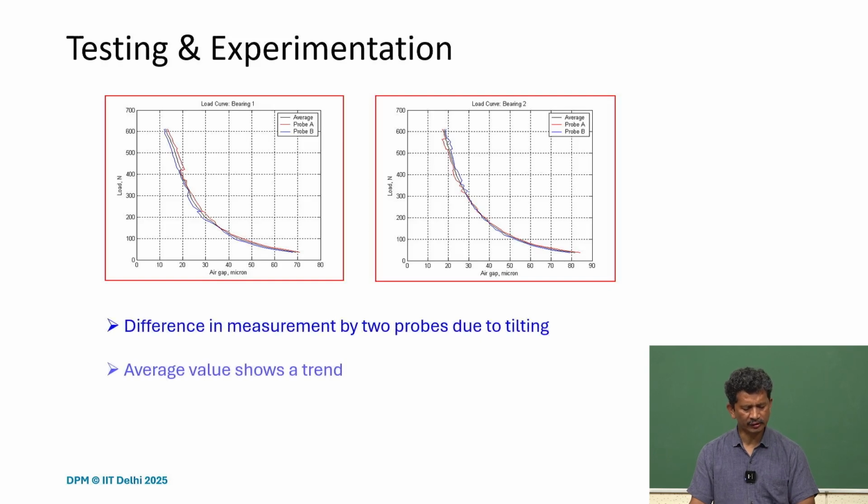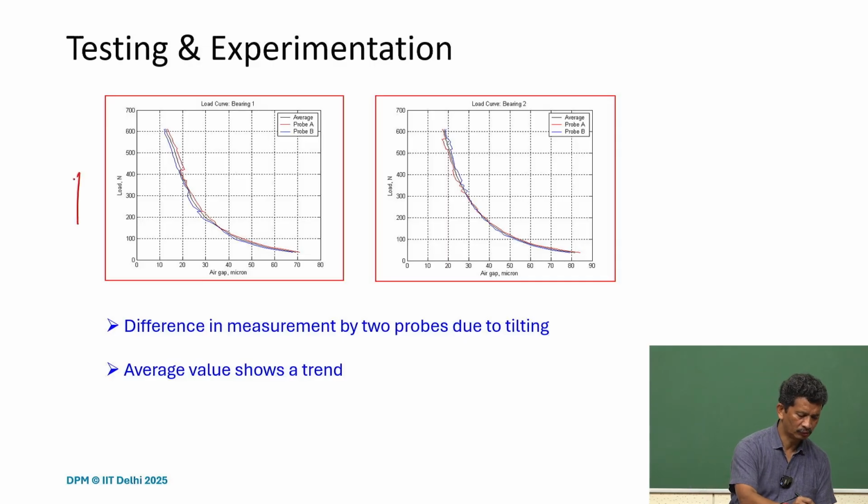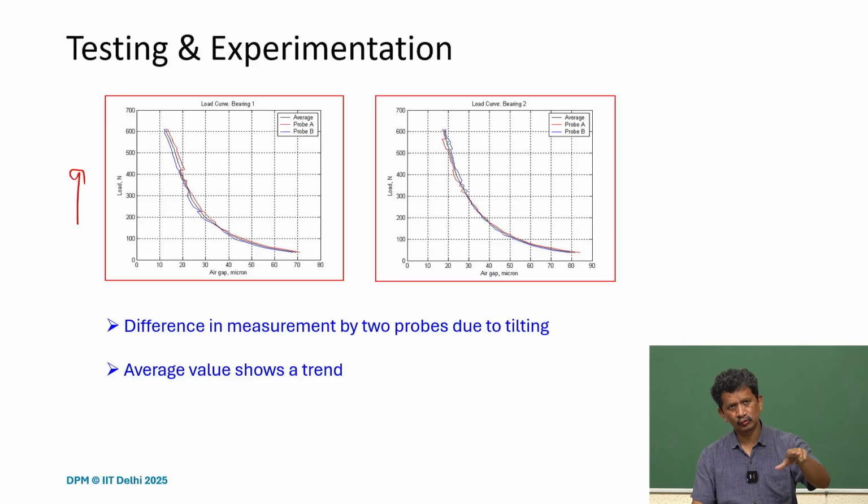Once we started measuring, we put the load versus air gap, and we did it many times. But we find that there are two plots and it's changing, and that's basically because of the tilting. Some tilting can happen and it stays.